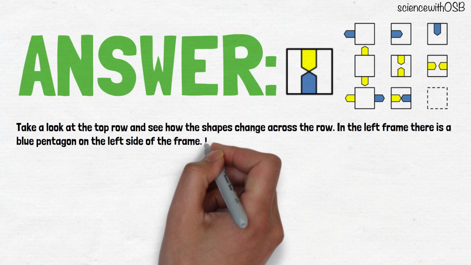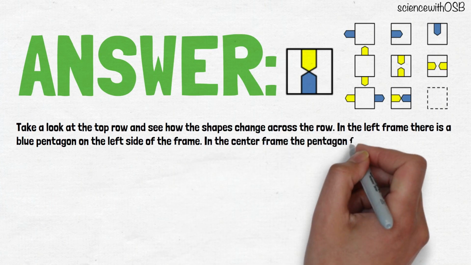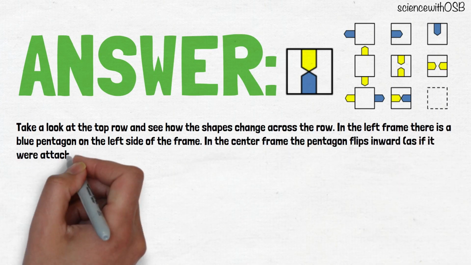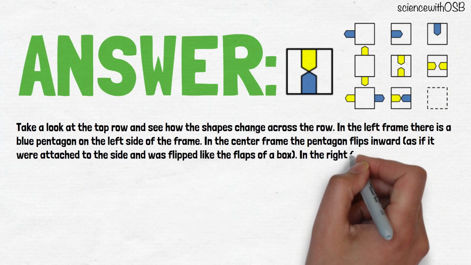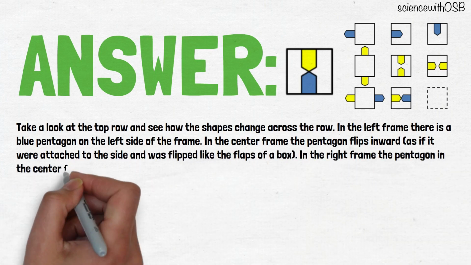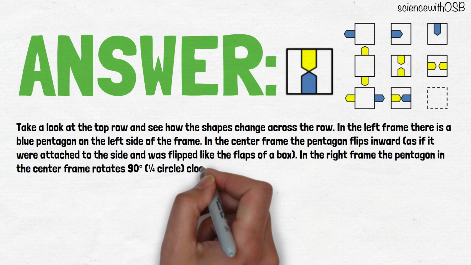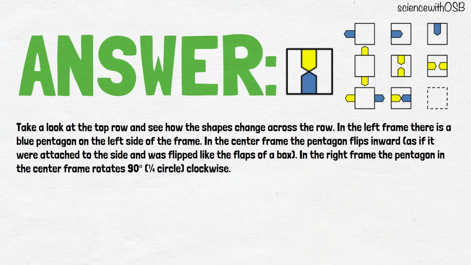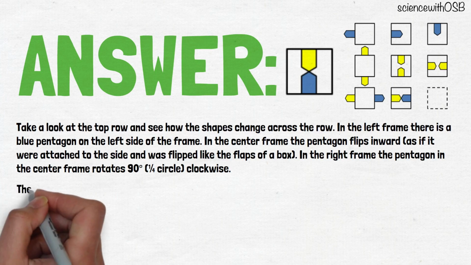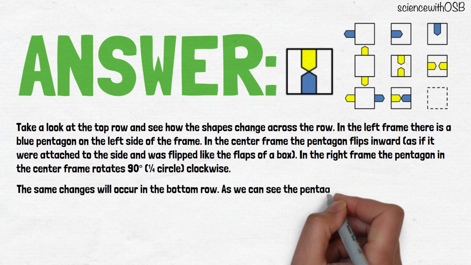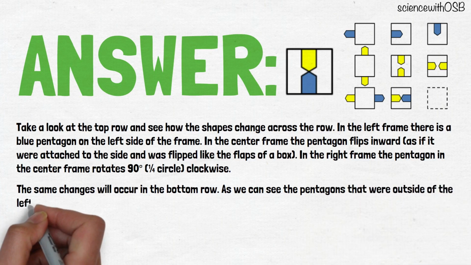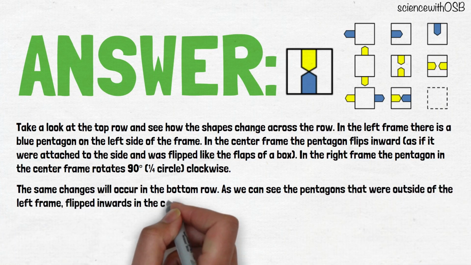In the center frame, the pentagon flips inwards as if it were attached to the side and was flipped like the flaps of a box. In the right frame, the pentagon in the center frame rotates 90 degrees, that is 1/4 of a circle, clockwise. The same changes will occur in the bottom row, as we can see that the pentagons that were outside of the left frame flipped inwards in the center frame.